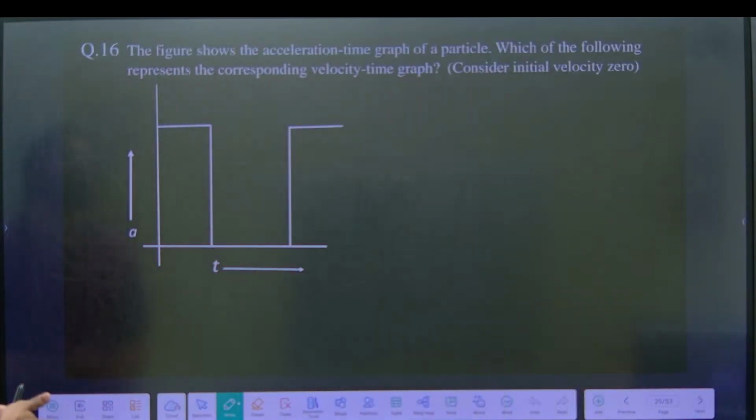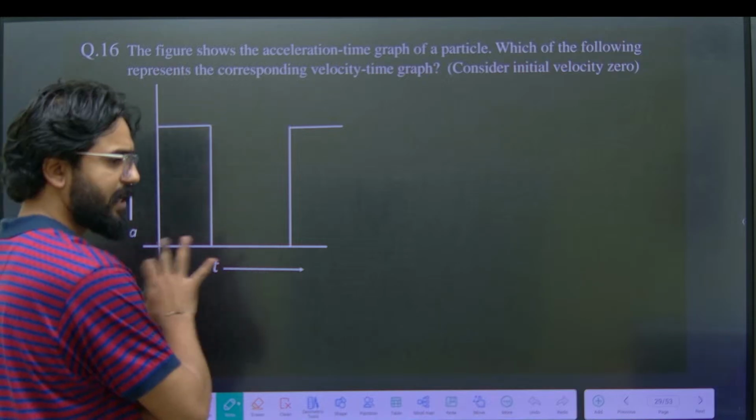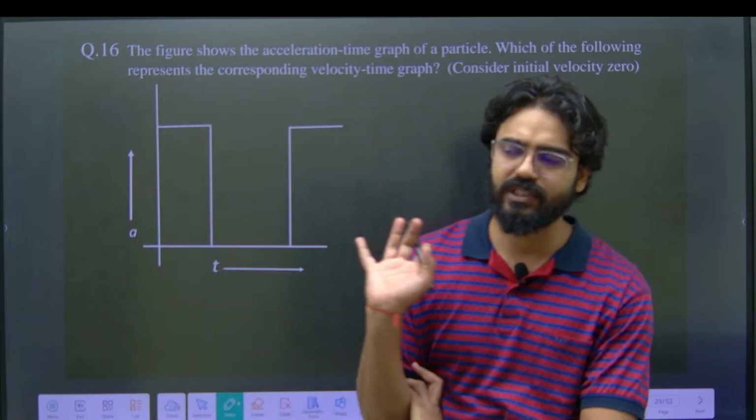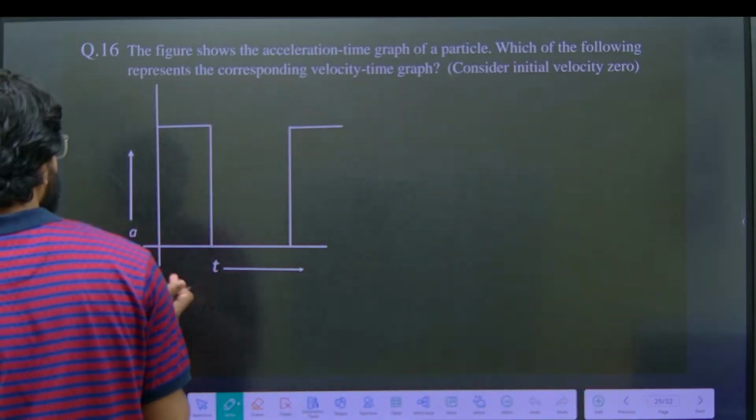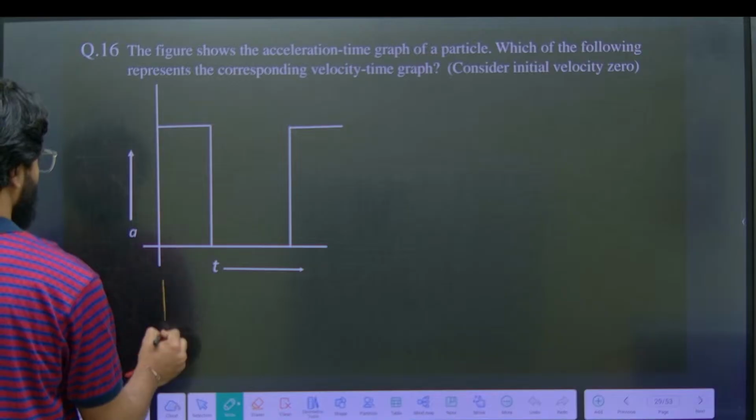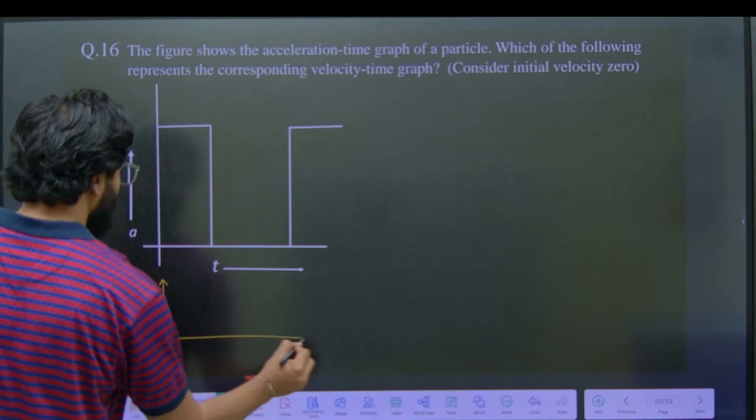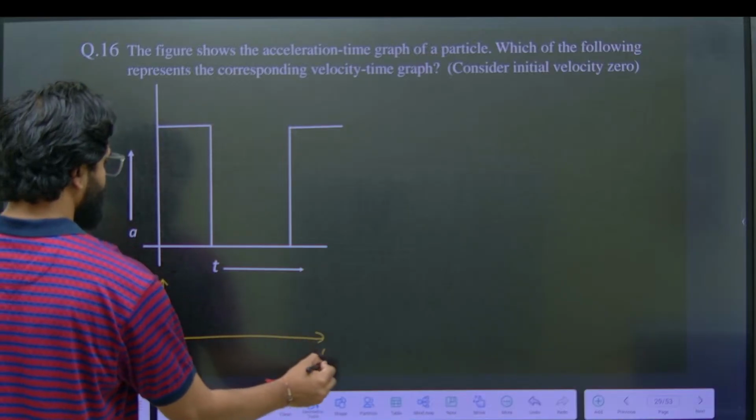Question number 16: the figure shows the acceleration-time graph of a particle. Which of the following represents the corresponding velocity-time graph? There were options, but they were taking a lot of space, so we cut it down and we can calculate it. Similarly, we have to calculate the v-t graph. This is v, this is t.